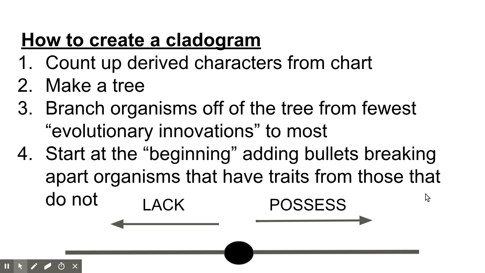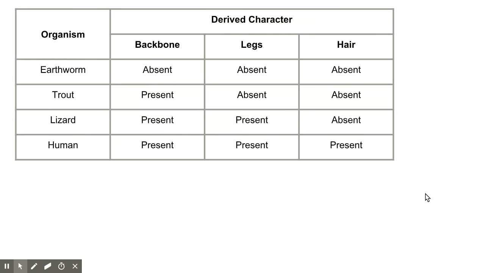Then you make a tree, and then you branch organisms off the tree from the fewest derived characters or evolutionary innovations to the most. And then we go back and start at the beginning and we add bullets, breaking apart organisms that have traits from those that do not. So whatever trait you put in at the bullet, all the organisms that are behind it do not have the trait, and everything in front of it has the trait. So let's take a quick look at an example.